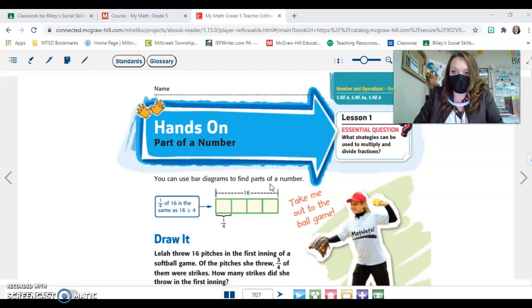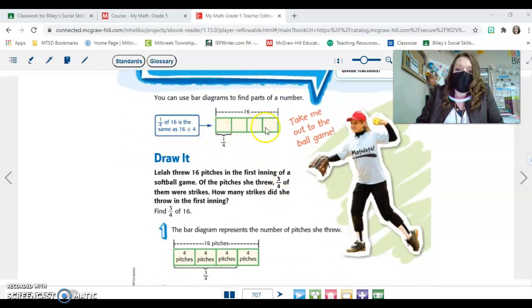And we are starting chapter 10 today, lesson 1. So no longer chapter 9, moving on to chapter 10. Today we are talking about parts of a number. So if we look right here at this visual, it says you can use bar diagrams to help find parts of a number. So right here we have a 16 and it looks like we are separating it into fourths. So that means we're going to do 4 sections. Let's look at our example, and this diagram will make a little bit more sense.